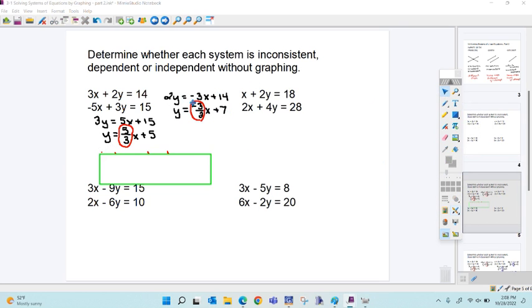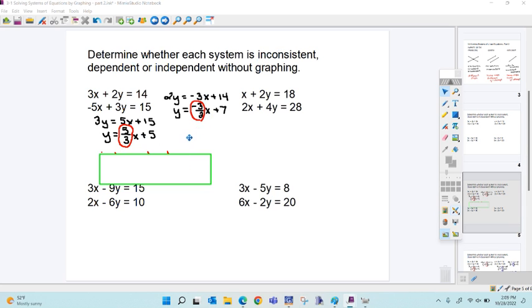Y equals negative 3/2 x plus 7. Y equals 5/3 x plus 5. Why do I have those circled? Because those are the slopes. Since those are the slopes, if you have the page right in front of you, is that in the dependent category or the independent category or the inconsistent category? How would you know? Look at the slopes.